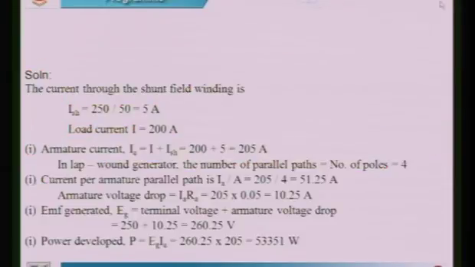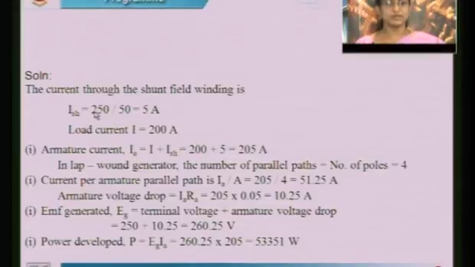Now, you see how exactly you can calculate. Since you know the terminal voltage and the RSH, ISH is equal to V divided by RSH, which is 5 amps. Load current given is 200 amps, then the total armature current Ia is equal to load current plus field current, which is 205 amps. Since it is a lap wound generator, the number of parallel paths is equal to the number of poles, that is 4. Then the current per armature parallel path is Ia divided by A. So, each path delivers 51.25 ampere.